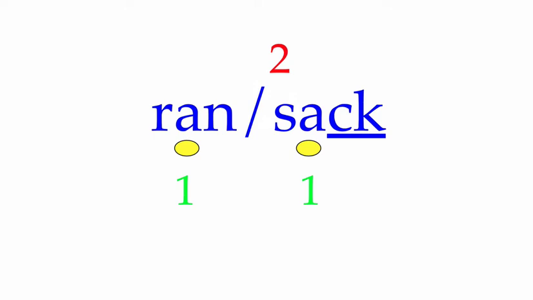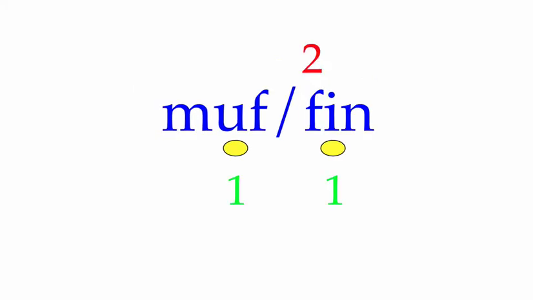Muffin. I would like a muffin for breakfast. Muffin. First syllable muff, 3 sounds. M, u, f. Fin, 3 sounds. F, i, n. Muff, fin. Mark the word. Muff, fin. Muffin.